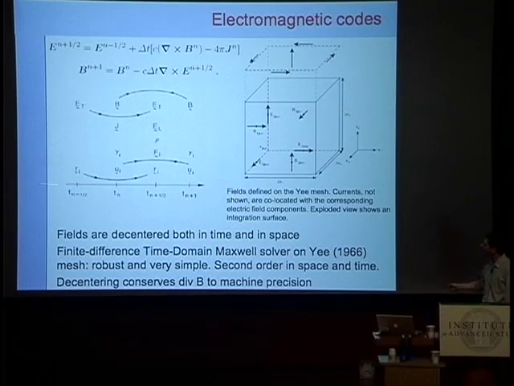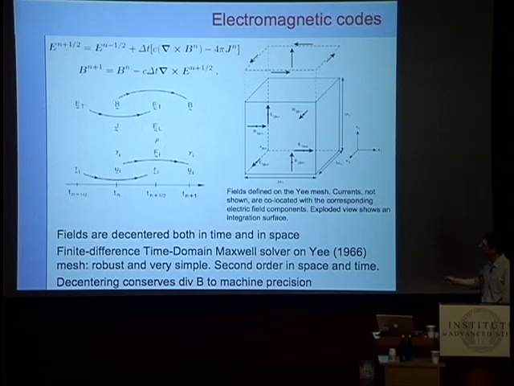This is the time centering of all quantities in a typical electromagnetic code. So electric and magnetic field are decentered by half a time step. The particle position and particle velocity are decentered by half a time step. And the way it's arranged is so that you can see here that in order to compute the time derivative of electric field, you need the curl of the magnetic field. So that's why E and B are decentered in time.